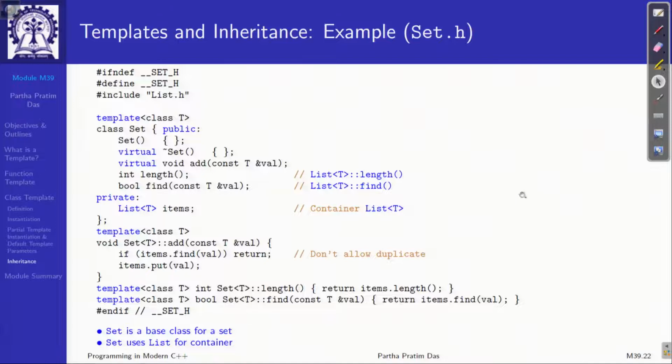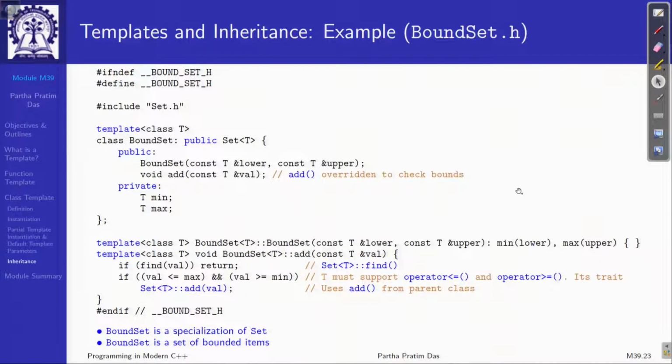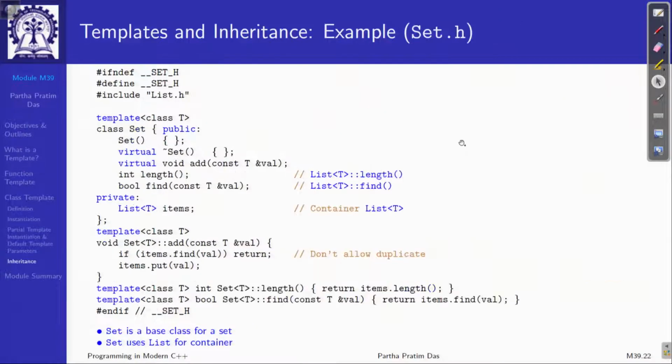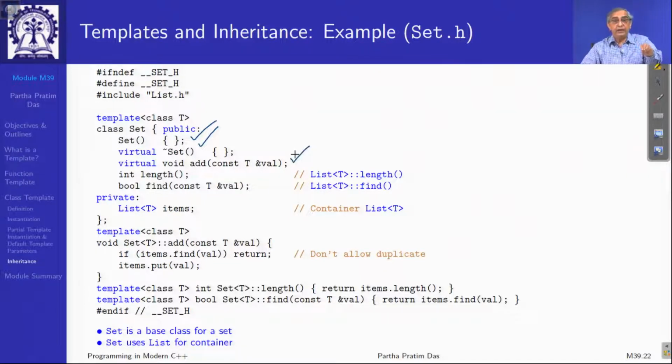And with that I will now define what is a set. So, this is my set, which has a virtual destructor, because I want to make it a base class. I have an add method to add an element to the set, and what is the peculiarity of the set? The peculiarity of the set is it cannot have duplicates.